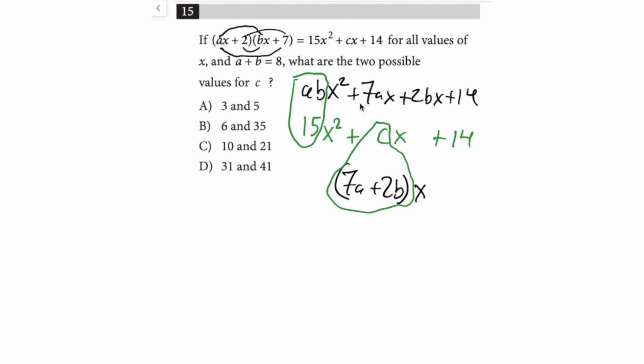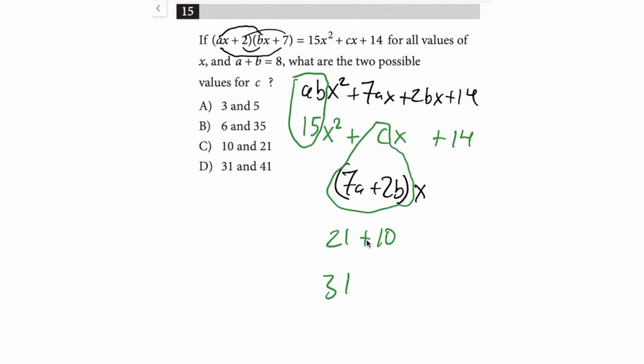Okay? Now, I know that a plus b has to equal 8, so I know that a and b have to be 3 and 5. Okay? So this answer is here to trick us. 3 plus 5 does equal 8 and does multiply to 15. Okay? So I'm going to use that to figure out what my c value is. So if a is 3 and b is 5, I do 7 times 3, which is 21, plus 2 times 5, which is 10. So 31 is one of my possible answers.